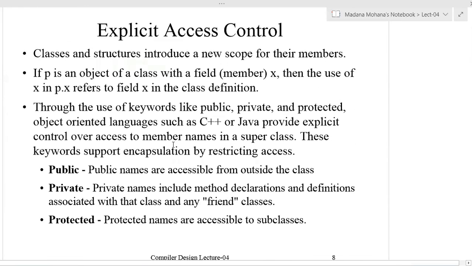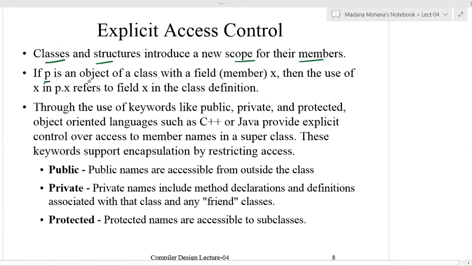So then coming to explicit access control. Previously, the static one is nothing but implicit. Now explicit access control: by using languages like C++, Java, etc., with keywords such as public, private, protected, explicit access control can be done. Here, classes and structures introduce a new scope for their members.